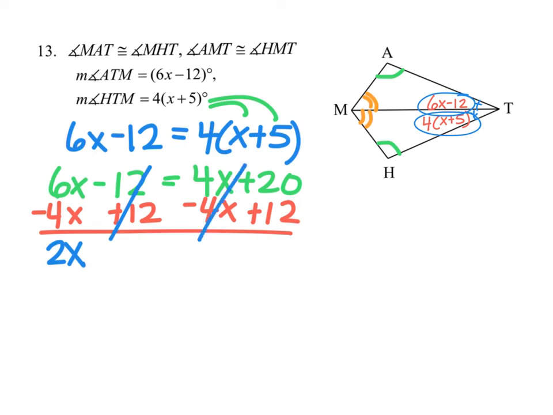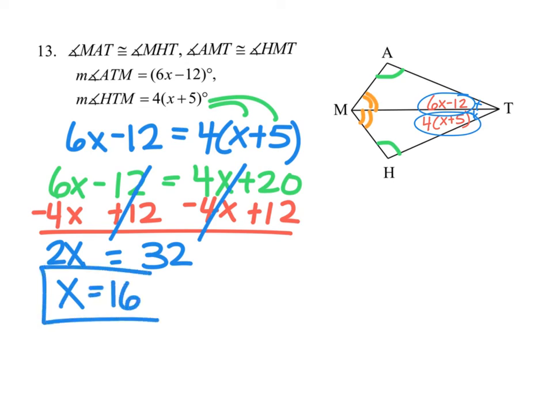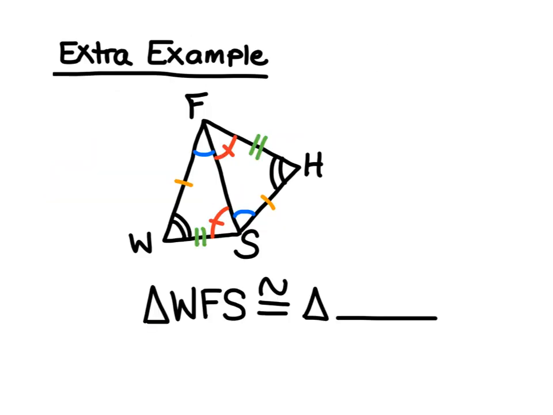There we go. We get 2x equals 32. Divide both sides by 2. X is 16. Booyah. All right, cool. I made up a problem for the last one, so you guys can just listen. And here it is.